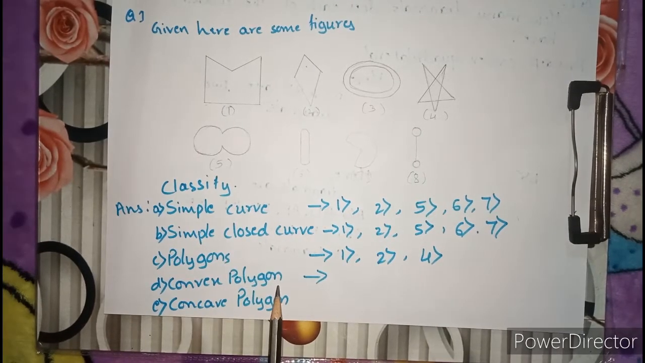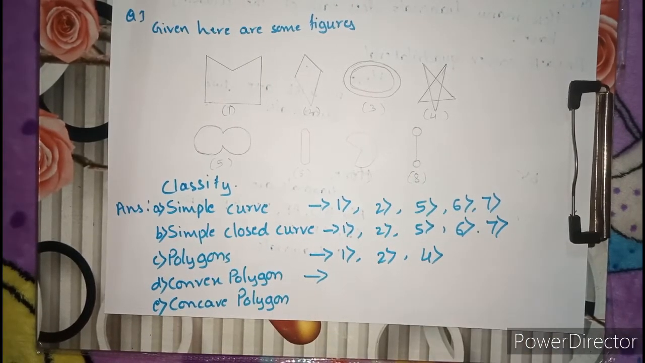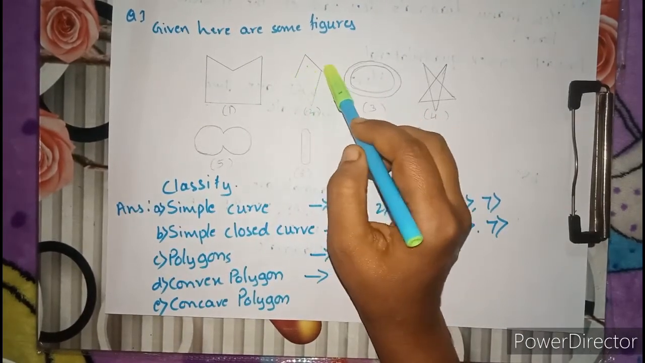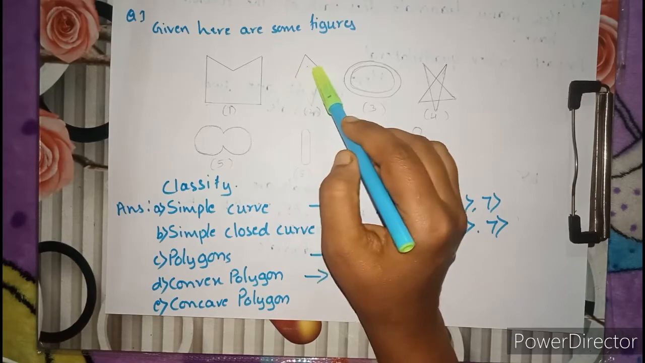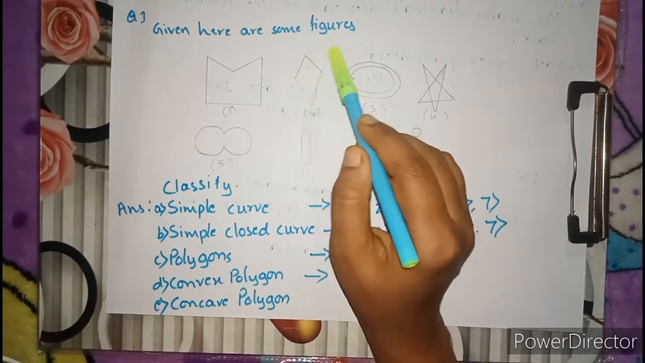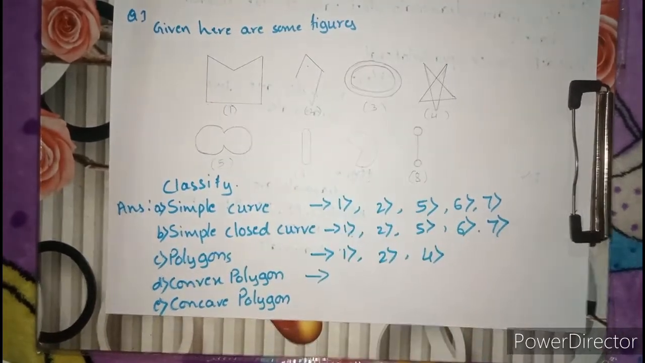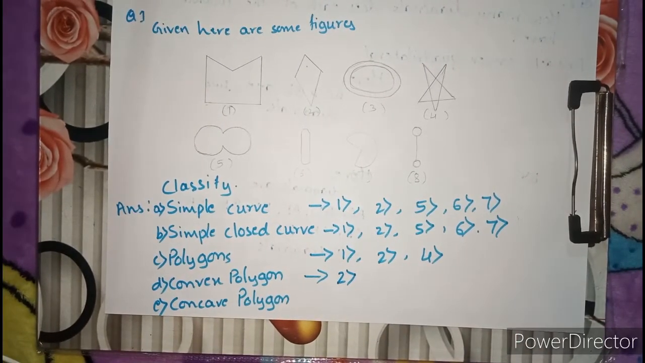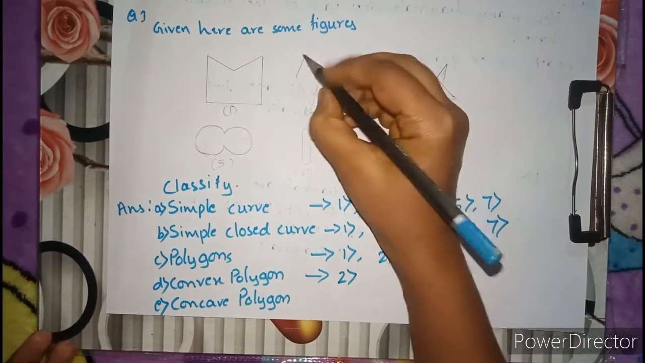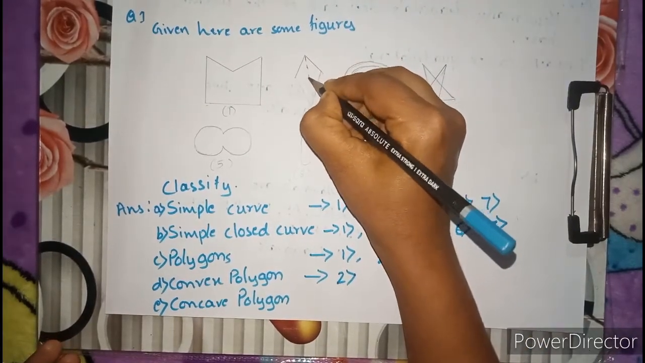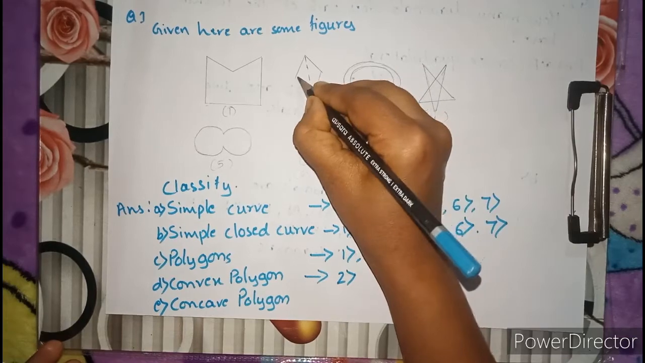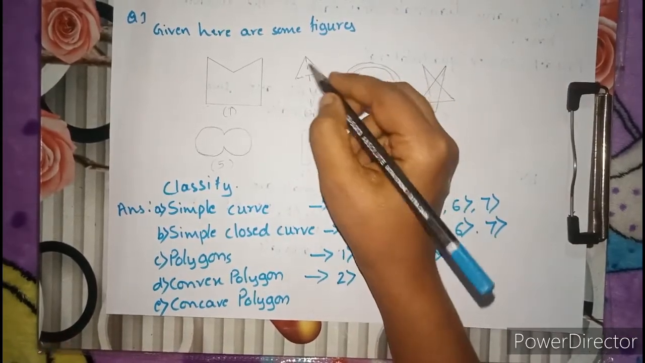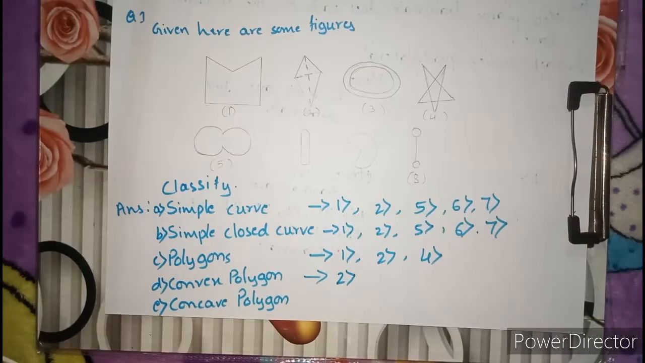Next comes convex polygon. What is a convex polygon? No part of the diagonal must be exterior. Means all the diagonals drawn in the figure must be interior. So second one. I hope you all understood. See, diagonals drawn in the figure must be interior, not exterior. So this is the convex polygon.